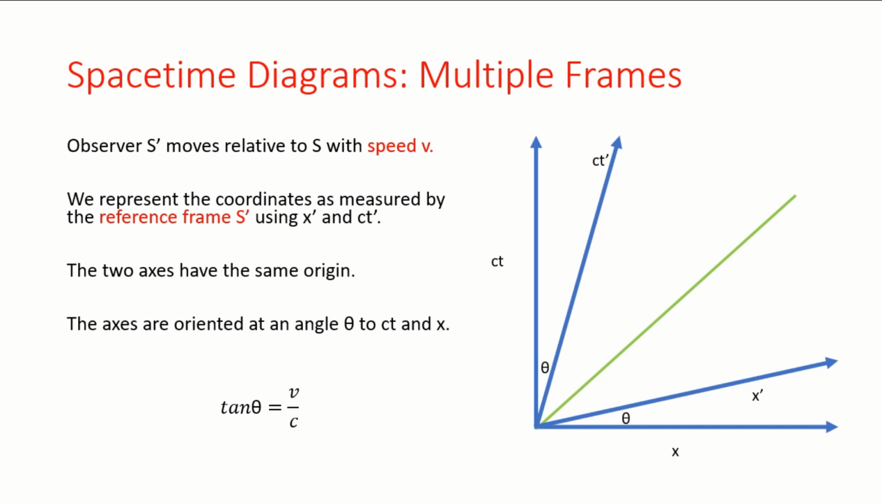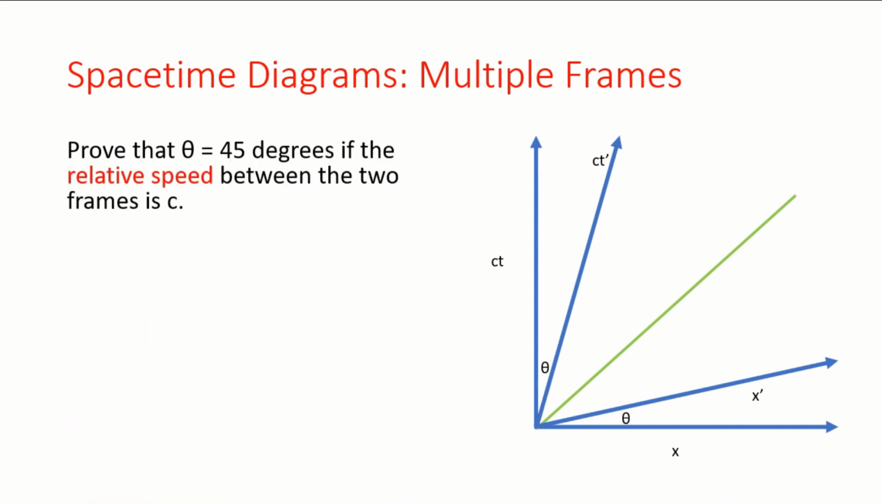What we're going to take you through is a couple of questions just to make sure that we're all okay with how these multiple frames are relating to each other, and then we can think about how to use the space-time diagrams in a slightly more informed way. So let's try a couple of questions. Let's imagine, for example, that we could prove that if theta is 45, then the relative speed between the two frames is going to be equal to c. So let's have a think about that.